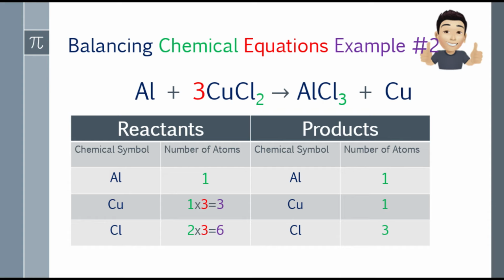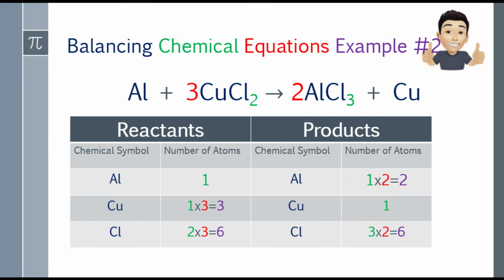So, kung yung chlorine mo na ngayon, that will be 2 times 3 ay 6. Yung copper mo, that will be 1 times 3, which is 3 na. Okay? So, next naman na gagawin mo, kailangan mo balansein yung chlorine sa kabila. So, magka-times 2 ako doon para maging 6 yung chlorine doon sa product side. So, that will be 3 times 2 ay 6.